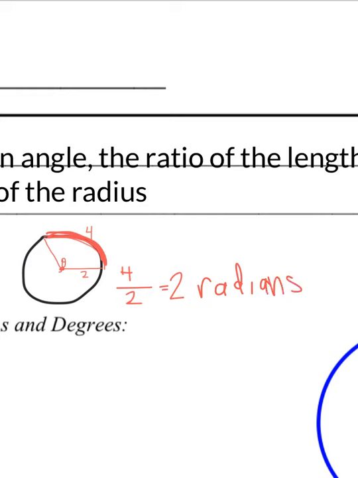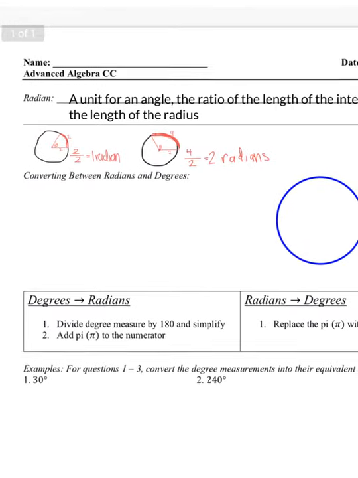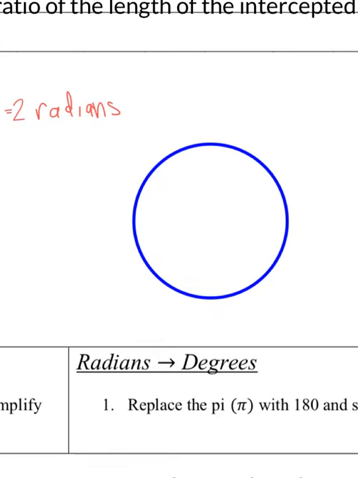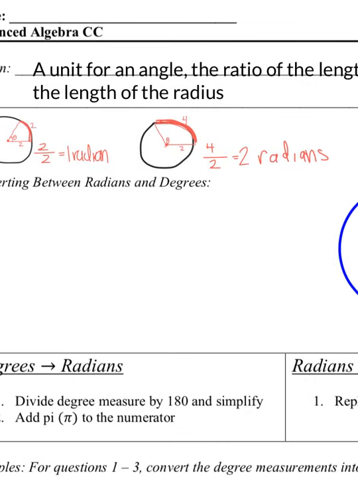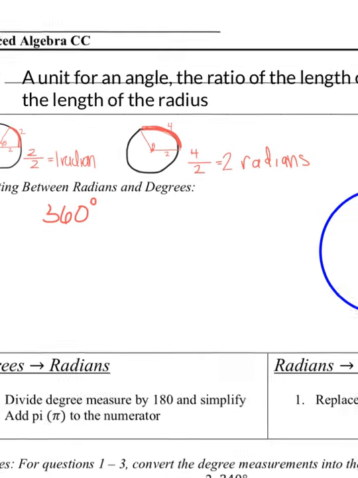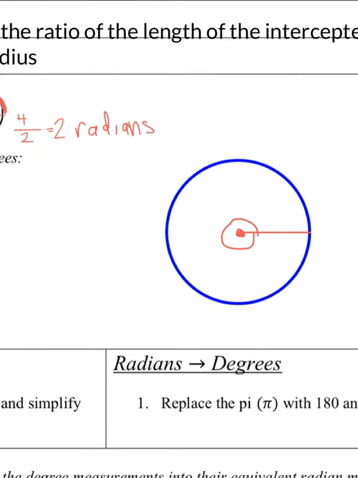Okay, so to convert between radians and degrees, I just want to show you where this comes from. So let's talk about this circle, and let's choose an angle measurement that we definitely know. Let's say I go all the way around the circle. We know that if you go all the way around, that would be 360 degrees, and we're going to convert that into radians. So I'm going to show you how to find that.